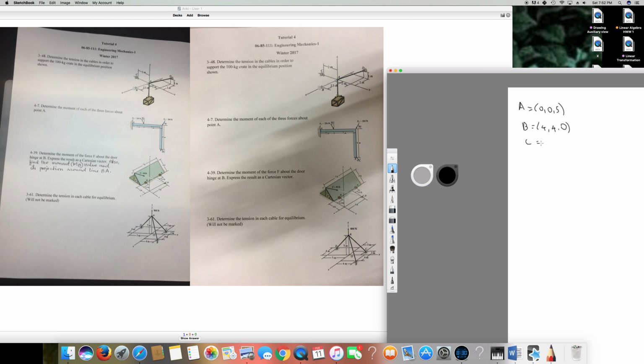And C is 2 meters from the x-axis in the negative direction, so negative 2, and 3 meters in the y-axis, that's positive, and there's no height, so it's 0. And for D, it's 4 meters distance in the negative x side, so negative 4, and 5 meters distance in the y-axis in the negative direction, so negative 5, and there's no height, so it's 0.